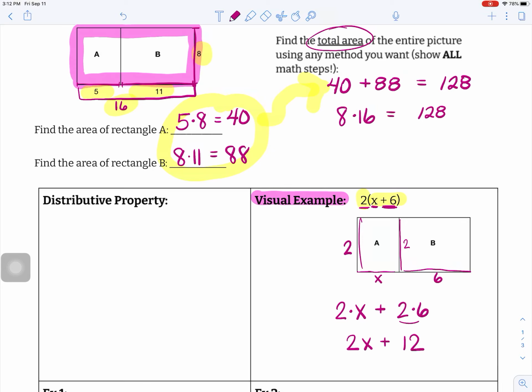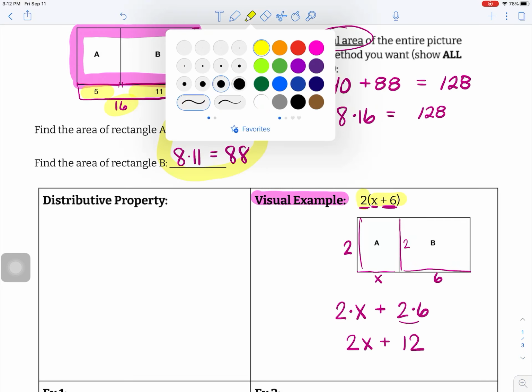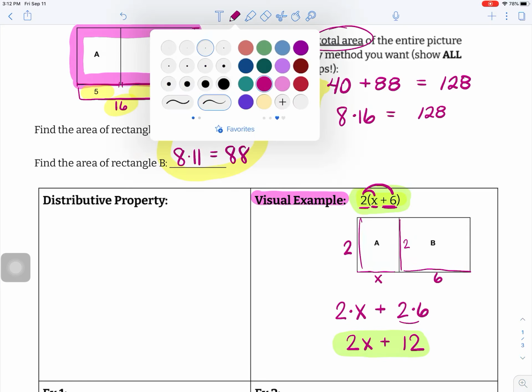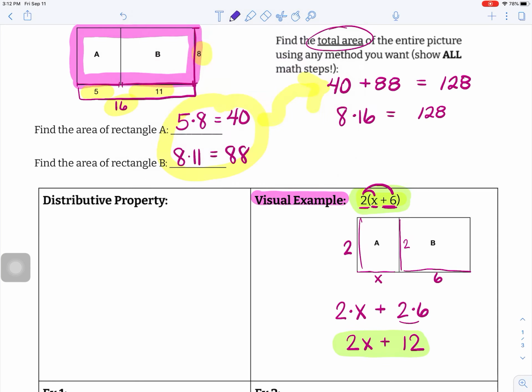Now, notice that my answer does look very similar to the original problem. I see a 2, I see an x, I see a 12. The only thing missing from this original problem is the 12. But if you can kind of visualize this 2 multiplied by the x, the 2 multiplied by the 6. And that's what's going to happen in every single distributive property problem we see.